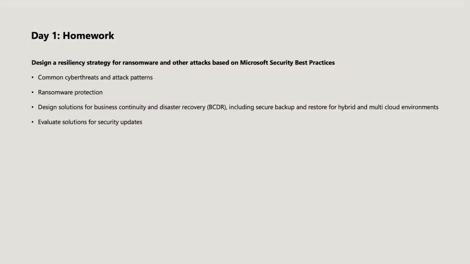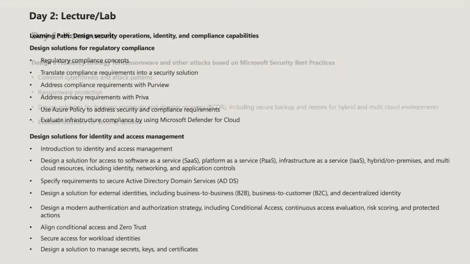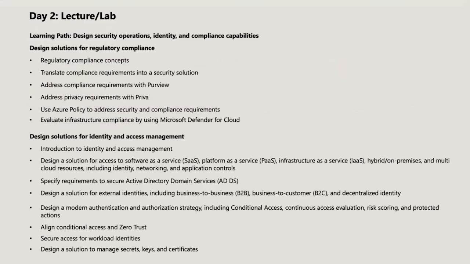And tomorrow, in our day 2 session, we will complete these topics. That is mainly based on designing solutions for regulatory compliance, where we talk about what compliance solutions we have, Microsoft Purview, Priva, what comes in Microsoft Defender for Cloud, and designing solutions for identity and access management, where we talk about identity and access management solutions, requirements for securing Active Directory Domain Services, what comes in B2B and B2C design solutions, and many other related discussions.